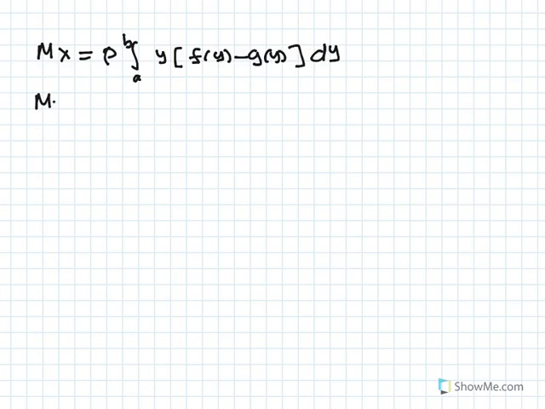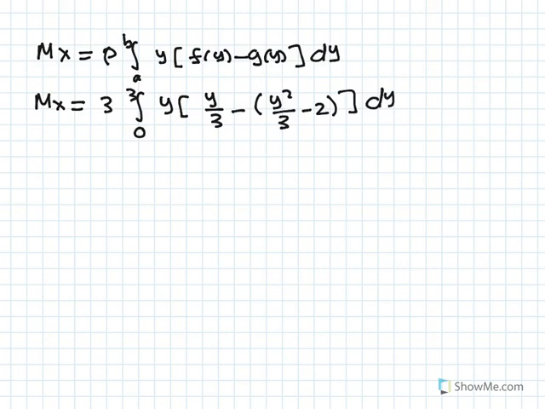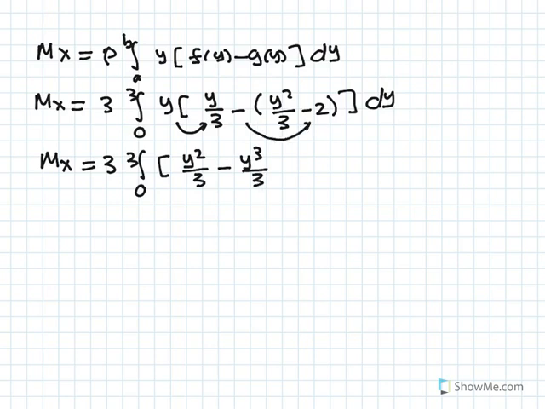So the moment with respect to the x-axis is equal to density, which is 3, integrate from 0 to 3, y times f of y. The right function, x in terms of y, we get y over 3, and g of y is the left function, y squared divided by 3, minus 2, close off the bracket, integrate with respect to y. So the moment with respect to the x-axis is equal to 3 times the integral from 0 to 3, y times y over 3, we get y squared divided by 3, minus y cubed divided by 3, and minus times minus is plus 2 times y, we get plus 2y.